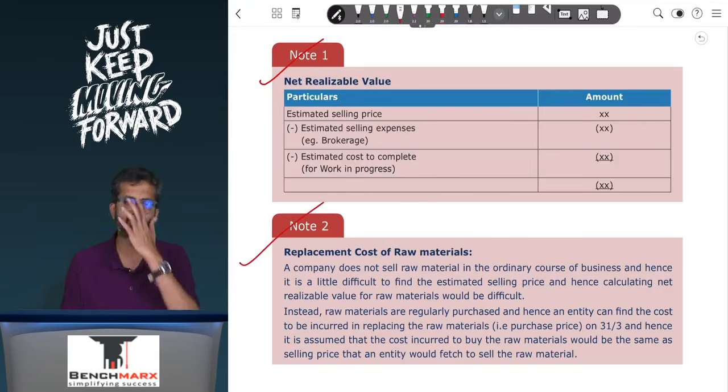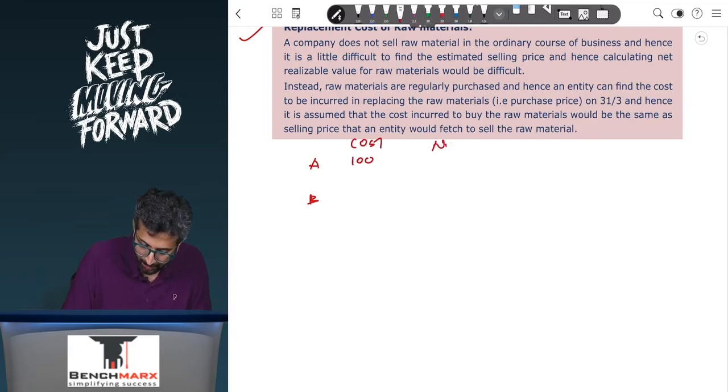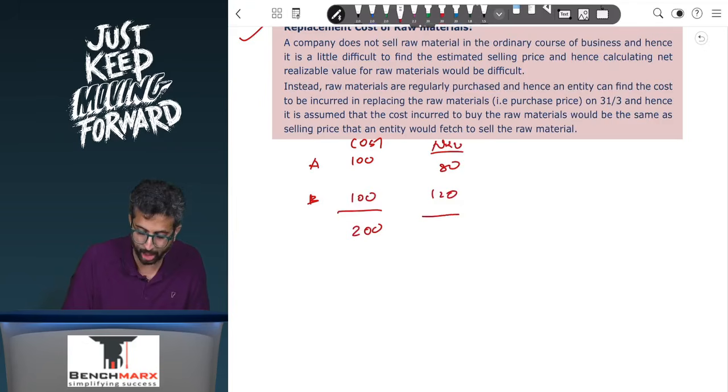A couple of other things that you should also know: inventory valuation, remember, happens on an individual category basis. Like you have A and B. A has a cost of 100 and NRV, for example, of 80, whereas B has a cost of 100 and NRV of 120. Now you will not make the mistake of taking the total cost and comparing it with the total NRV. This is wrong. You will do the AS2 valuation not on a group basis, but on a category-wise basis.